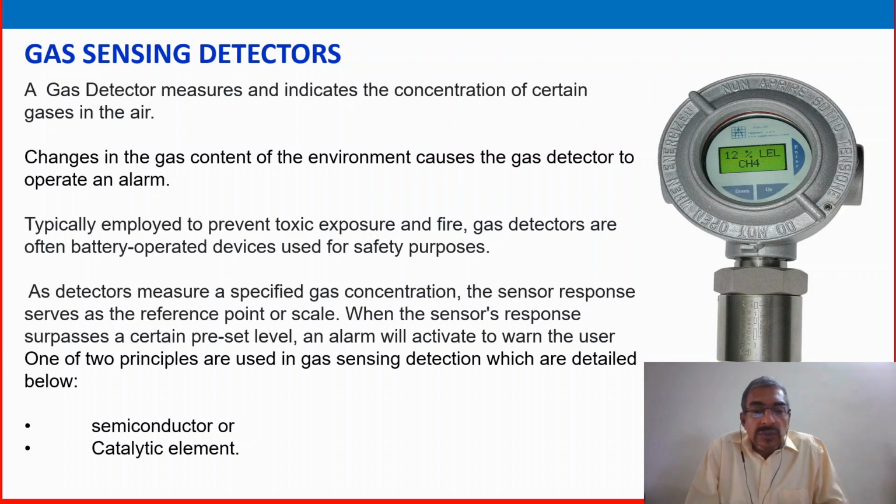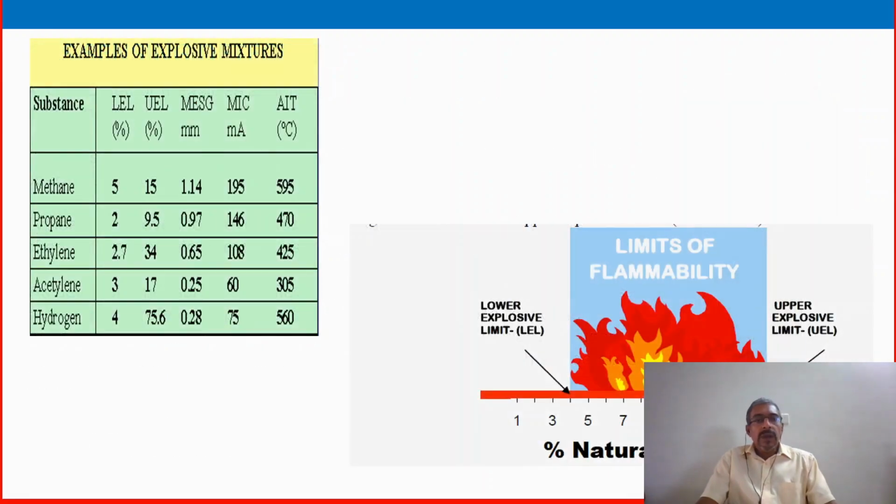One or two principles are used in gas sensing detection, which are detailed below: semiconductor or catalytic element. I told you that we are not going into the working principle or the manufacturing technology, how it is done. Instead of that, we are going to understand how it is operating in different types of conditions. So mainly the gas sensor is working on the methane hydrocarbon percentage in air.